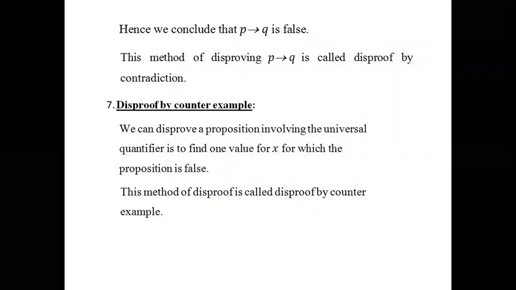So these are the methods that we have: direct proof, indirect proof, proof by contradiction, proof by exhaustion, proof by existence, and the two disproofs we saw, disproof by contradiction and disproof by counterexample. So we will do problems on the same.